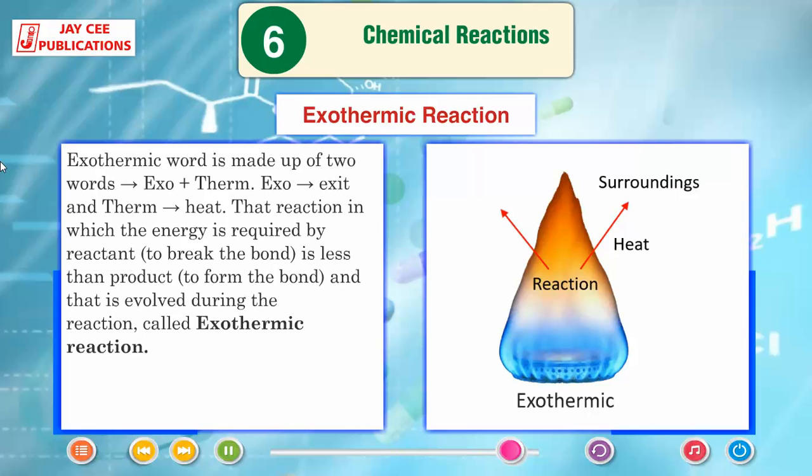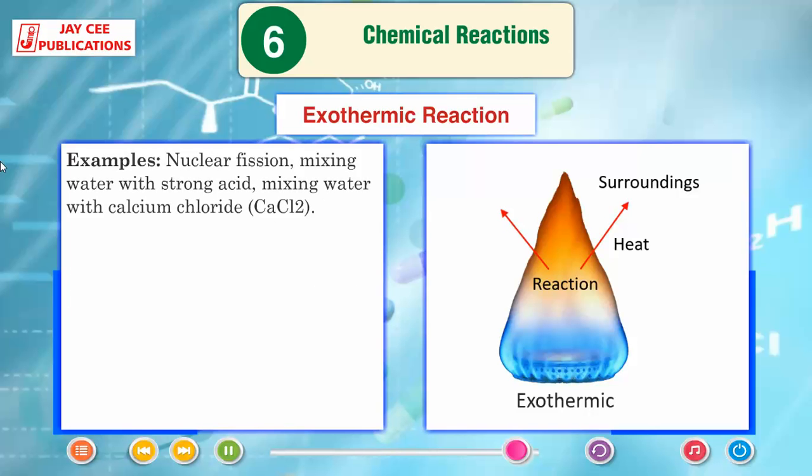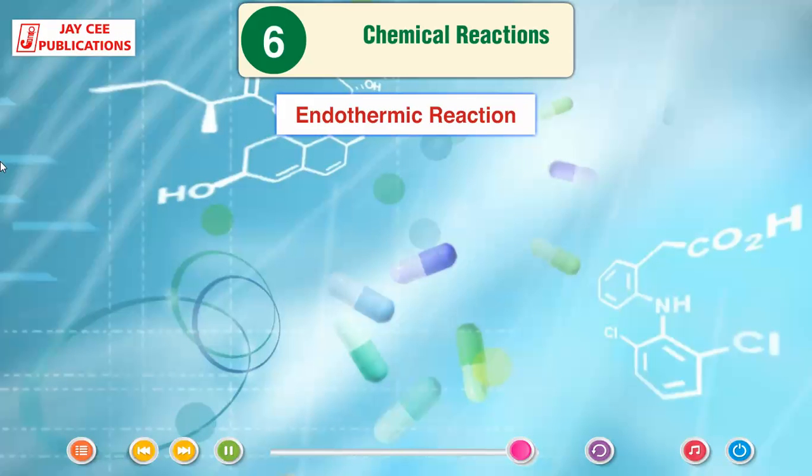That reaction in which the energy required by the reactant to break the bond is less than that released by the product to form the bond, and heat is evolved during the reaction, is called an exothermic reaction. Examples: nuclear fission, mixing water with strong acid, mixing water with calcium chloride, CaCl2.